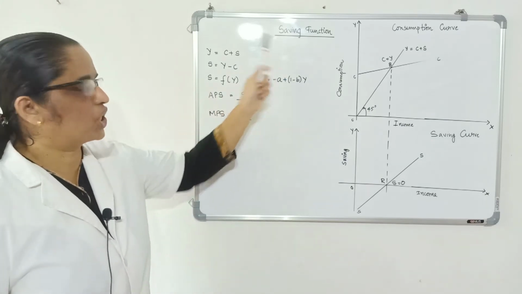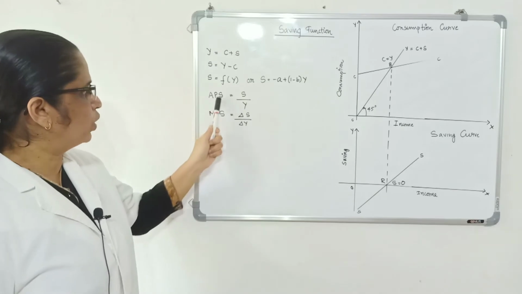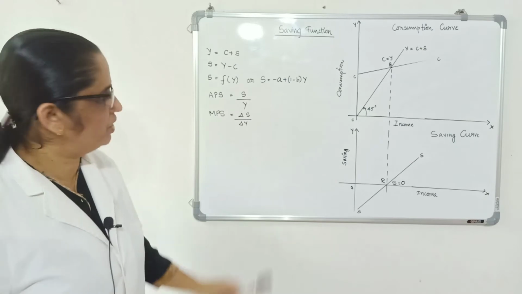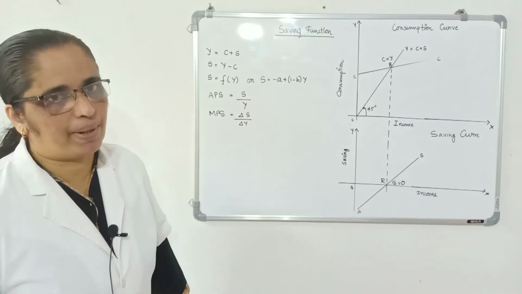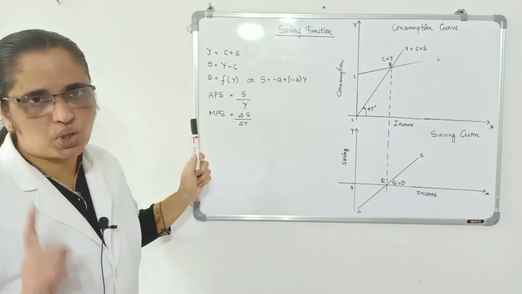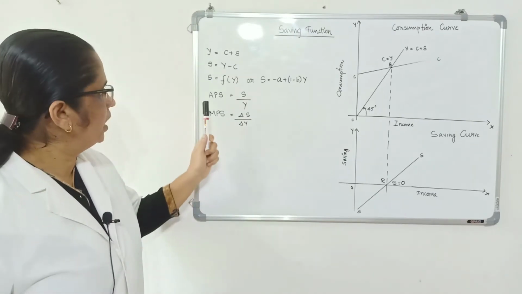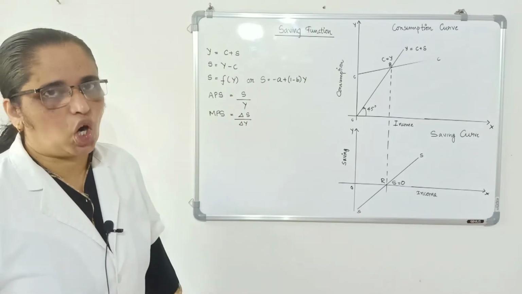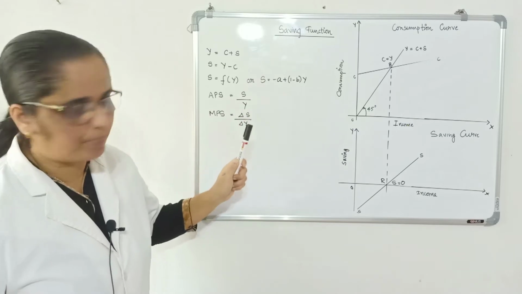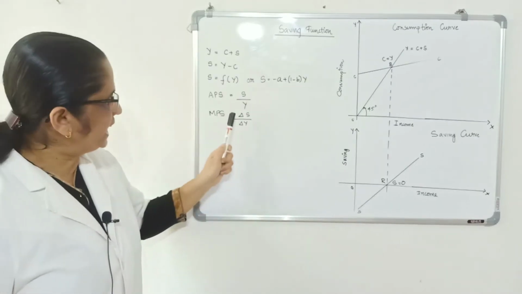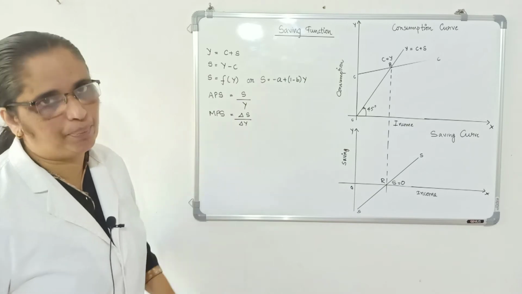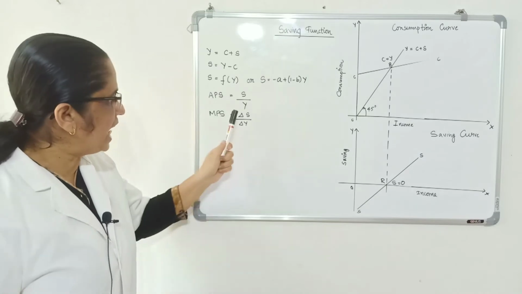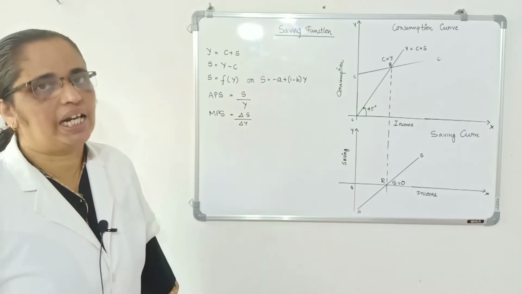When we study saving function or propensity to save, we have two types of concepts: APS, average propensity to save, and MPS, marginal propensity to save. Propensity to save means desire to save. APS is the ratio of S by Y, that is, the total saving out of total income. MPS means change in saving due to change in income, that is, delta S divided by delta Y, that is, additional saving due to additional income.